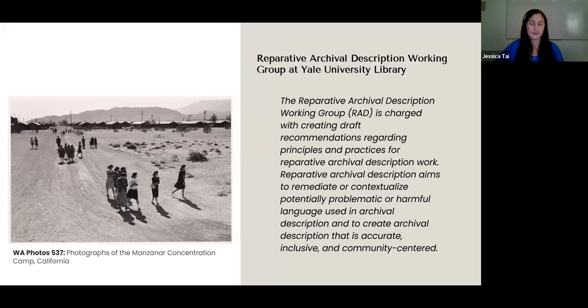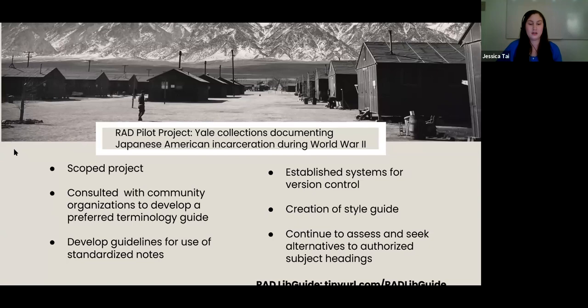For RAD's pilot project, we decided to focus on Japanese American incarceration during World War II, when the United States government incarcerated 120,000 people of Japanese descent, the majority of whom were United States citizens, in American concentration camps from 1942 to 1946. This is often euphemistically referred to as internment or evacuation and relocation.